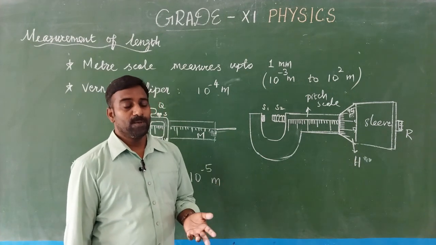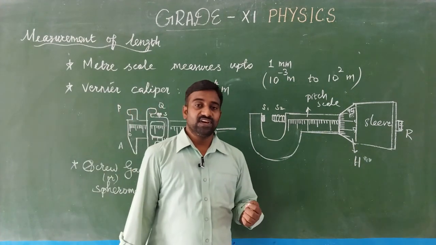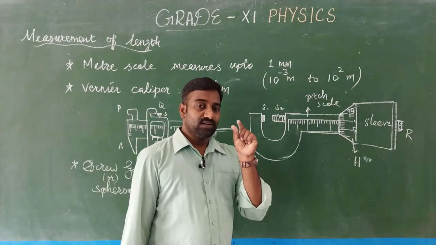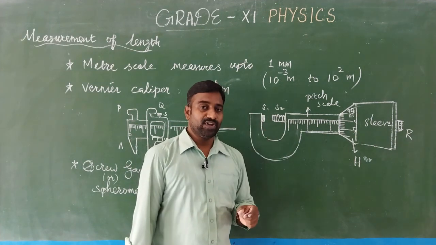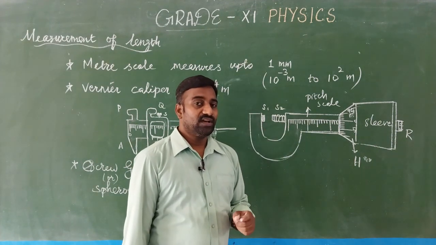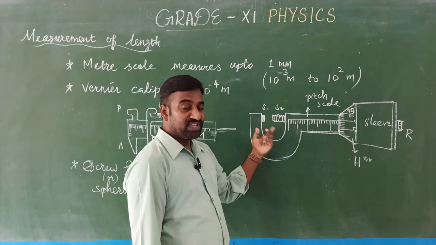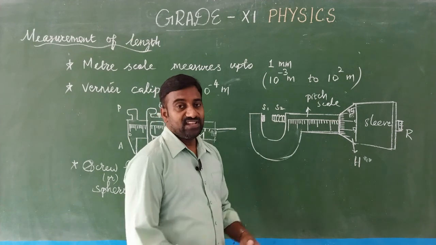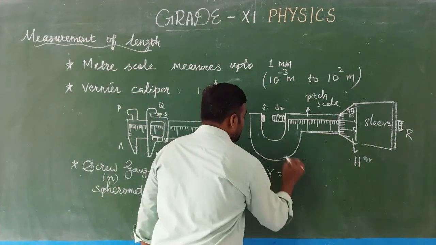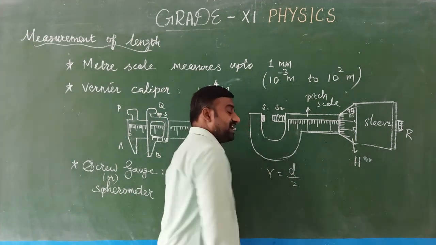Last year you may have performed the Ohm's law experiment to determine the resistance of the unknown coil. So in the given coil, it is a cylindrical shape of the wire. So you can determine the radius. How to determine the radius? You can determine the diameter using a screw gauge, and then you can find the radius, because the diameter which you have found, you divide by 2, you will get the radius.